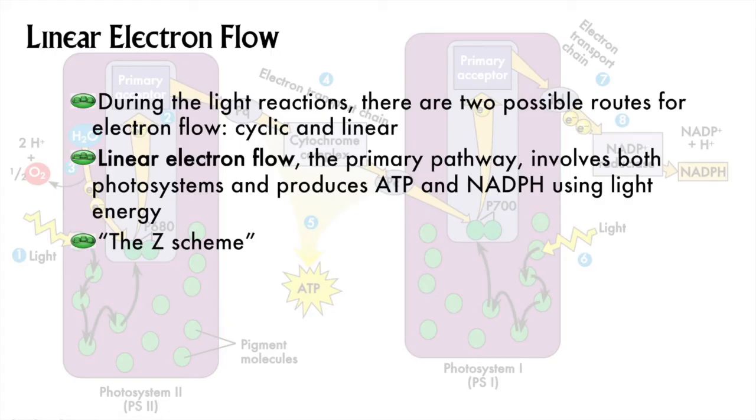In the light reactions, there are two pathways that plants use. These are called cyclic and linear. Linear electron flow is the primary pathway used. It uses both photosystems and produces ATP, NADPH, and oxygen gas. So let's take a walkthrough.